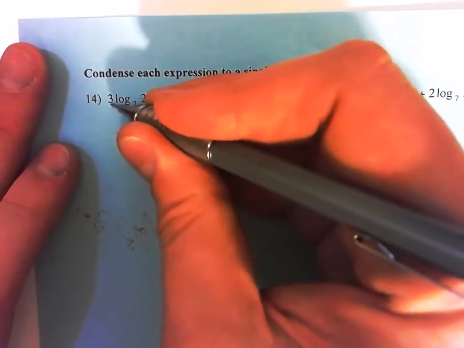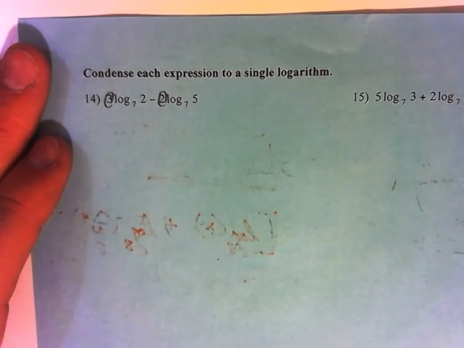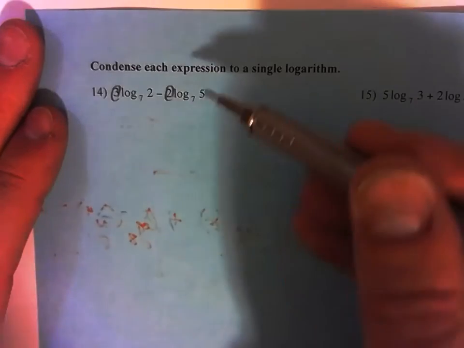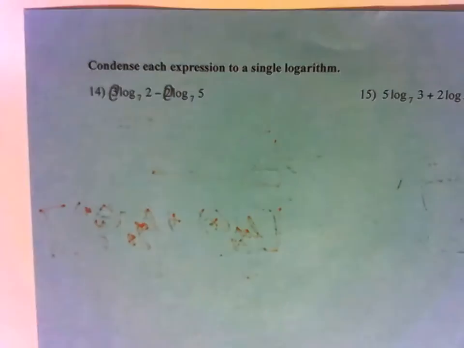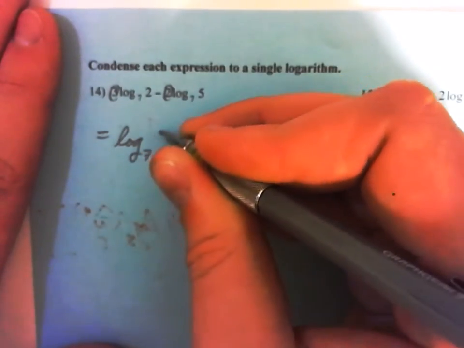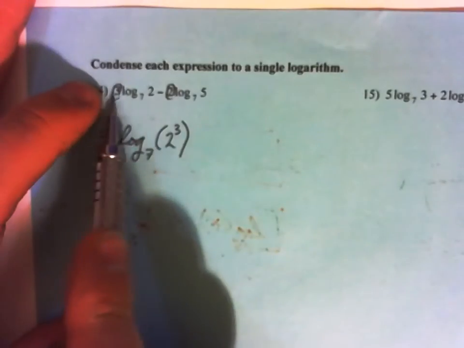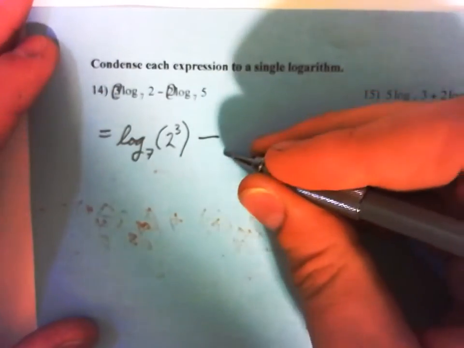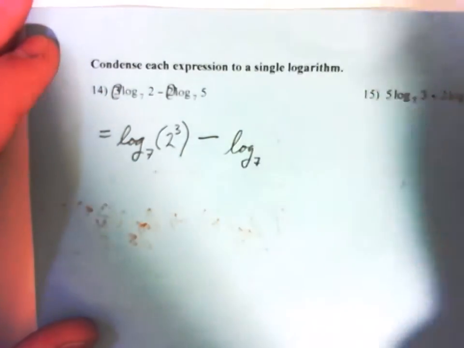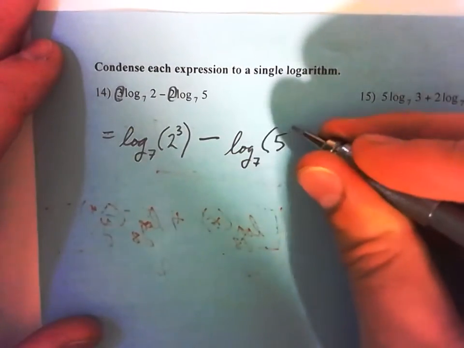So first, what's going to happen with the 3 and the 2? Think of the properties we just used. What would expand to put numbers in front of the logs? Oh yes, you are right. If this was 2 to the 3, it would make that 3 go there when we were expanding. And likewise on this one, what's going to happen? You're right. It's going to be 5 squared.